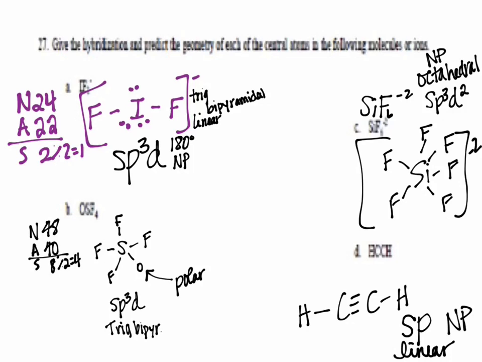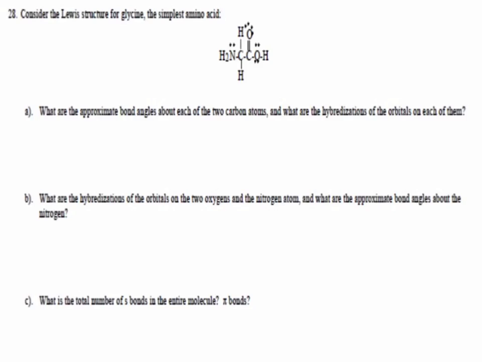Okay, so let's do some of these next ones. These are going to be similar to what you'll see on your test. So, consider the Lewis structure for glycine. It says, what are the approximate bond angles about each of the 2 carbon atoms? And what are the hybridizations of the orbitals on each of them?